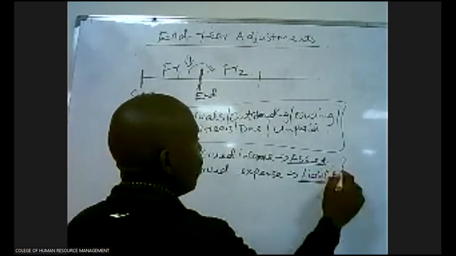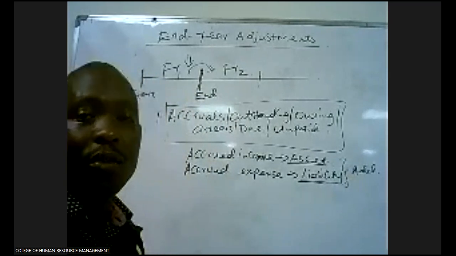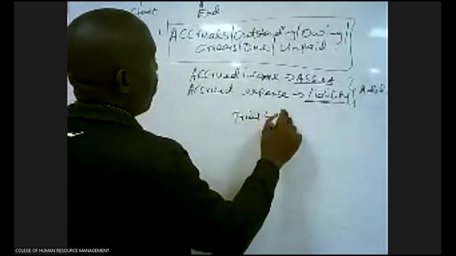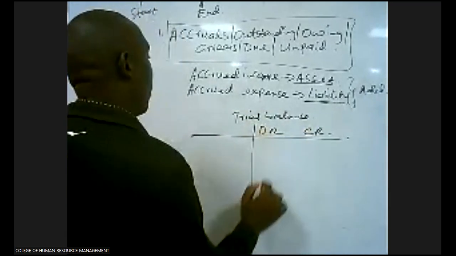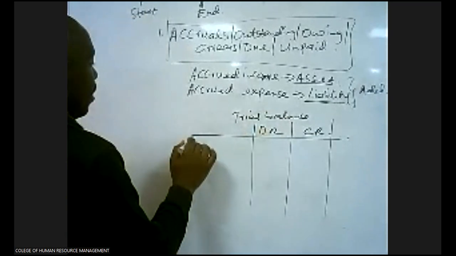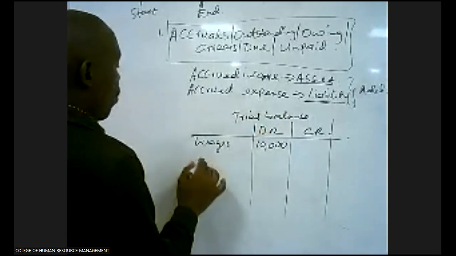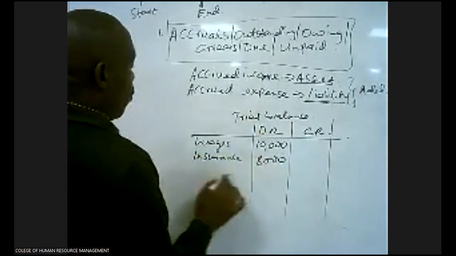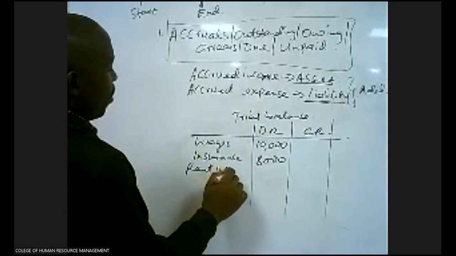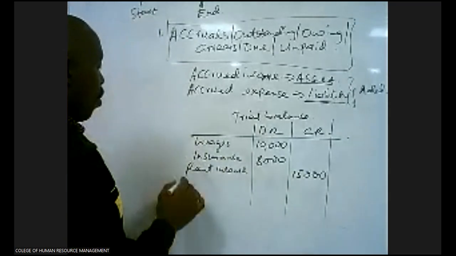And then either it is an asset or liability, this money you normally add to the amount of money that you have in the trial balance. That is to say, for example, you will be given the trial balance, you have the debit, you have the credit. Maybe you are given the following. You are given wages. This is an expense debited, maybe it is 10,000. You are given insurance. It is an expense of 8,000. You are given rent income. Maybe it is 15,000. Incomes are normally credited. You are given maybe commission receipt.